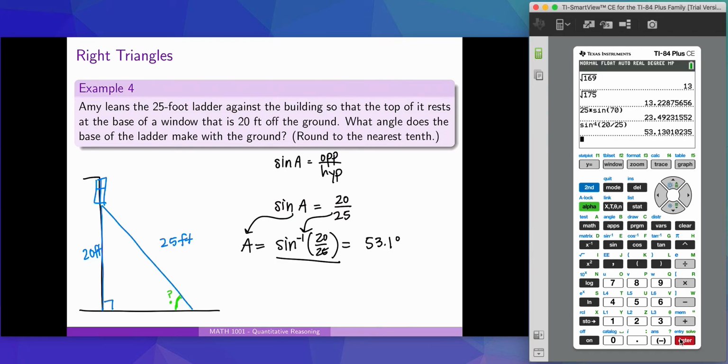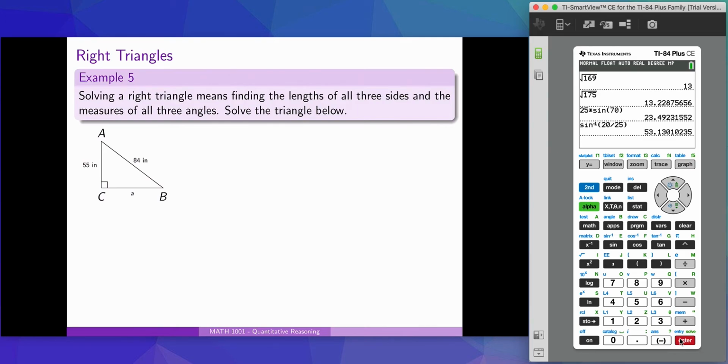All right, let's do one more example with these right triangles. Okay, the next thing we're going to do is called solving a right triangle. To solve a right triangle means find the lengths of all the sides, find the measures of all the angles. So my goal is I need angle A, angle B, and angle C. And I need the length of side A, the length of side B, and the length of side C. I need to fill in all 6 of these blanks.